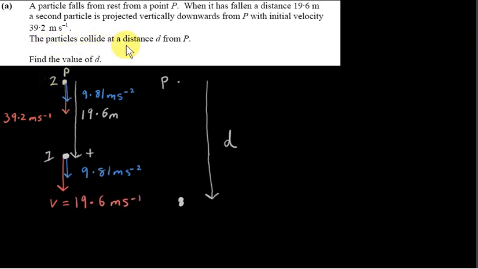The particles collide at a distance d from P. Find the value of d. So here's a picture of the situation when the two particles collide. The two of them are at a distance d from point P. So you can imagine starting the timer when we have this situation. So this situation occurs at t equals 0.